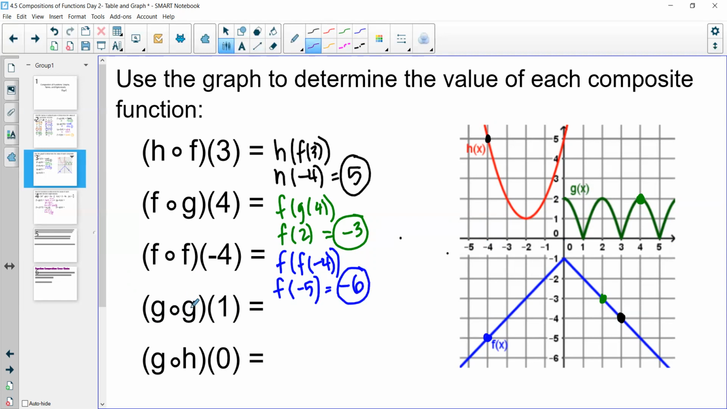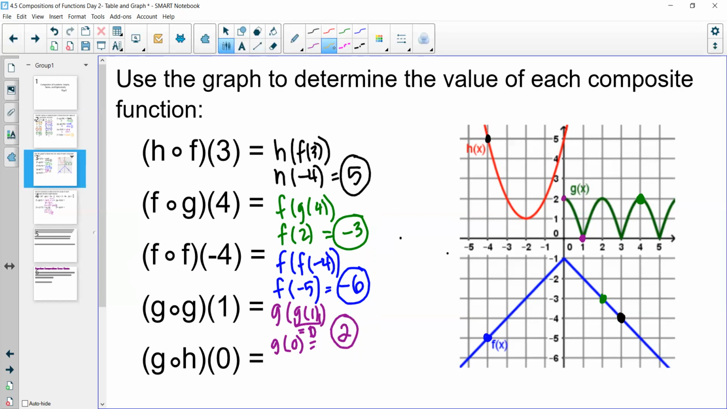Okay, two more examples here. g composed of g at 1. So we're going to look at g and go to 1, and we can see that g of 1 on the inside here is equal to 0. So then we want to evaluate g again at 0. And as I put g at 0, we end up getting an answer of 2.